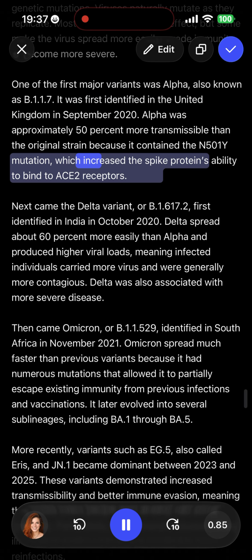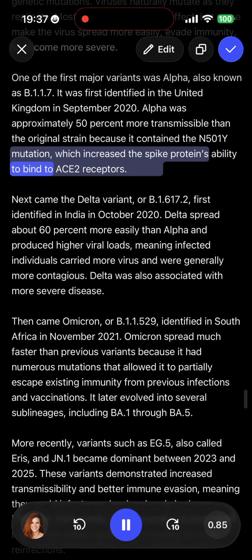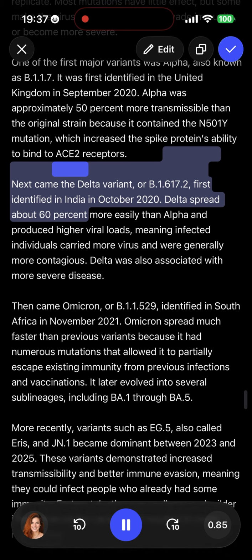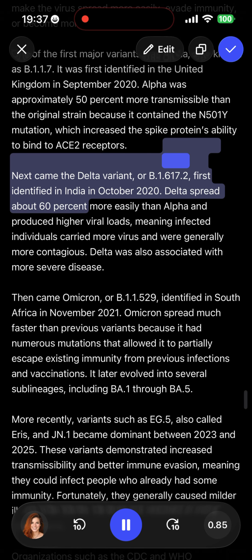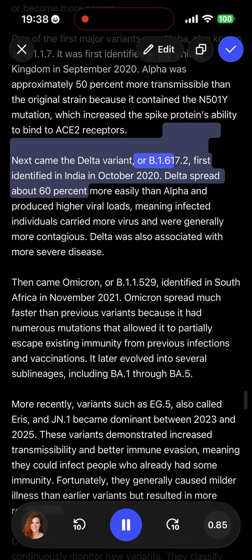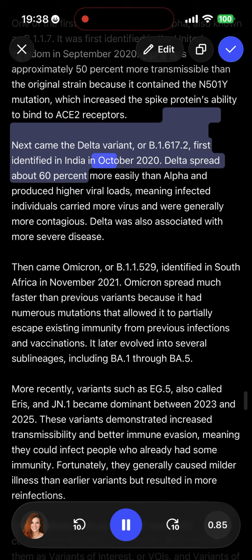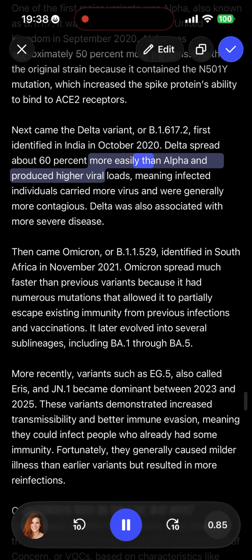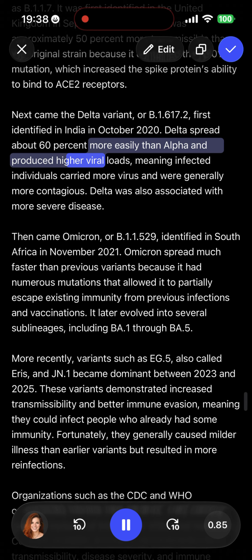Next came the Delta variant, or B, first identified in India in October 2020. Delta spread about 60% more easily than Alpha and produced higher viral loads, meaning infected individuals carried more virus and were generally more contagious. Delta was also associated with more severe disease.